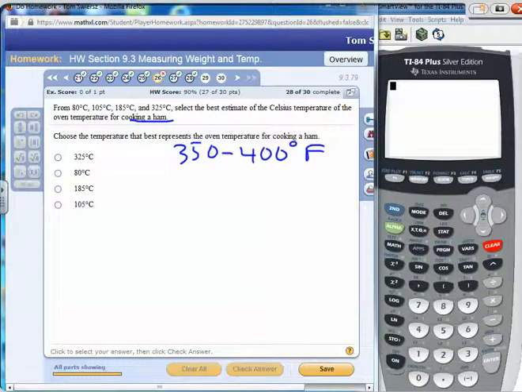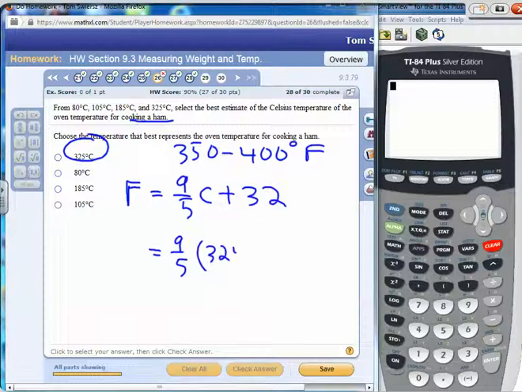Now we know it's a fairly high temperature to cook a ham, so let's go ahead and start with the highest temperature, which is 325 Celsius, and we'll convert it into Fahrenheit. Now if you remember, the formula is Fahrenheit is equal to 9/5 C plus 32. So if we put in 325, 9/5 times the Celsius, which is 325, plus 32, we'll do that on our calculator, and we'll get the right answer. Again, Fahrenheit temperature is 9/5 times the Celsius plus 32. So we'll put that formula in one step and see what we get.